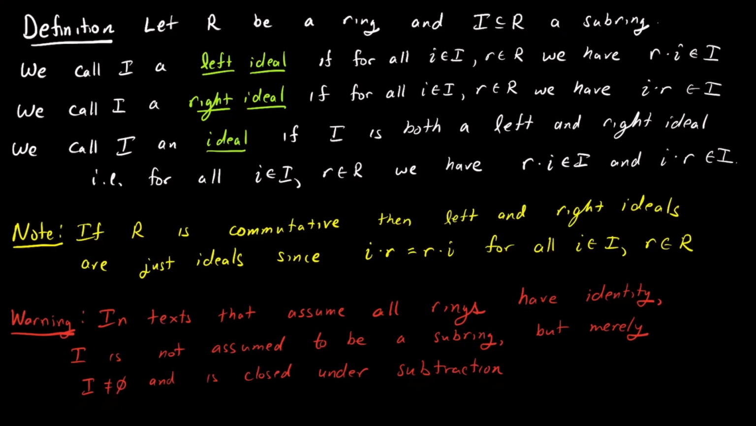We'll see that if a ring has identity and the identity element happens to be in my ideal, then the ideal ends up being the whole ring. So we'll see that it kind of trivializes the definition if we assume under these circumstances that I is a subring. Okay, so let's look at a few examples now.